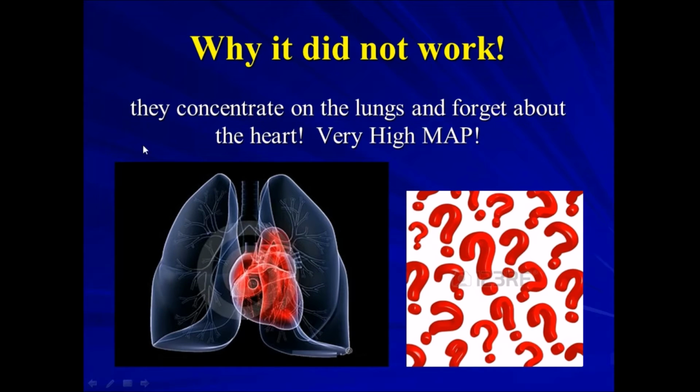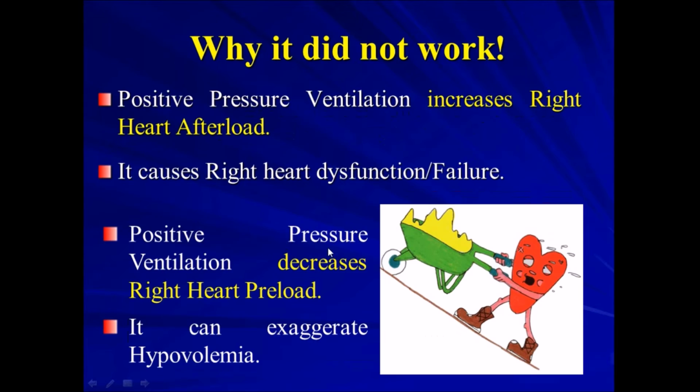So why did it not work? They concentrate on lungs and forget about the heart. They use very high mean airway pressure, 31 in the OSCILLATE trial and 26 in the OSCAR trial. Positive pressure ventilation will increase right heart afterload, and that will cause right heart dysfunction and failure. And positive pressure ventilation will decrease right heart preload, and it can exaggerate hypovolemia. Hypovolemia means more fluid, and more fluid means worse outcome for any patient, including ARDS patients.